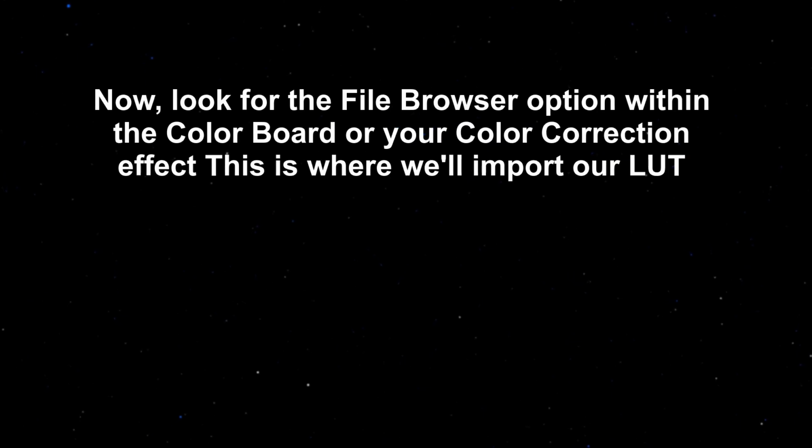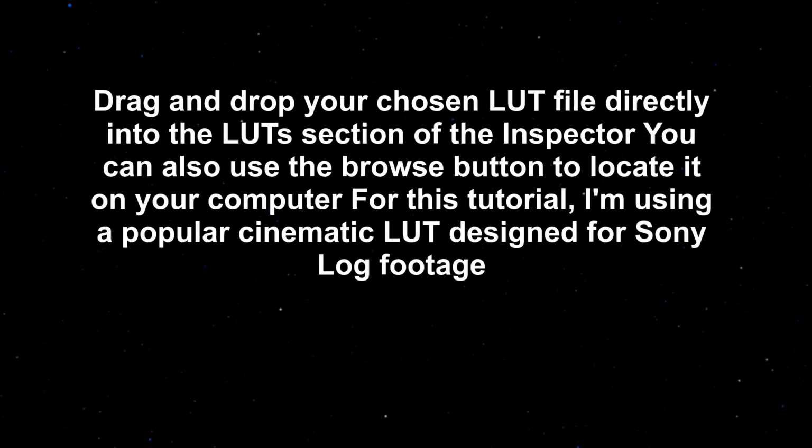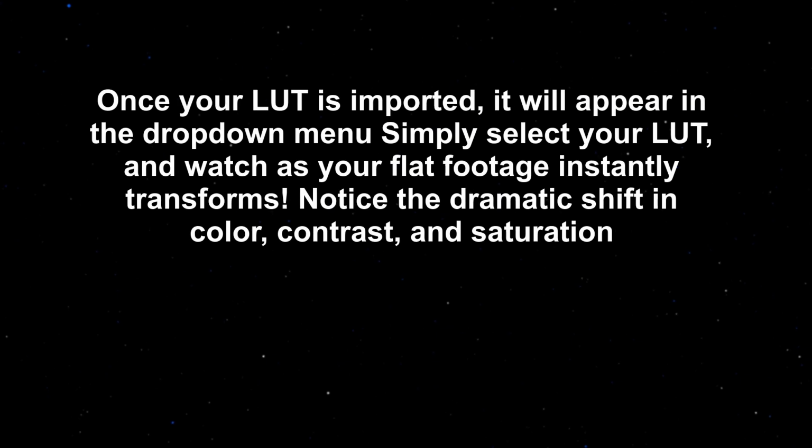Now, look for the file browser option within the color board or your color correction effect. This is where we'll import our LUT. Drag and drop your chosen LUT file directly into the LUT section of the inspector. You can also use the Browse button to locate it on your computer. For this tutorial, I'm using a popular cinematic LUT designed for Sony log footage. Once your LUT is imported, it will appear in the drop-down menu.